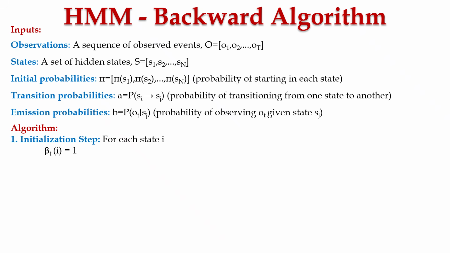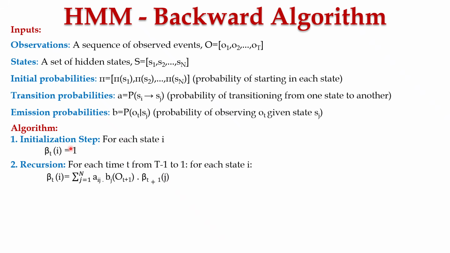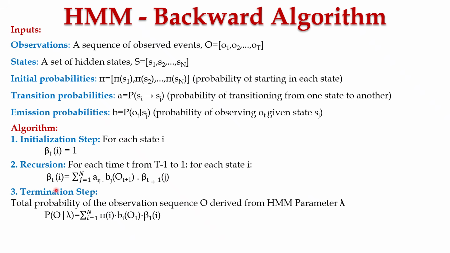The first step in the HMM backward algorithm is the initialization step. Here, for each state i, we need to initialize the backward probability beta t of i equal to 1. The next step is recursion. Here, we need to calculate the backward probability beta t of i from time t minus 1 to 1 for each state i. The formula used is the summation over j equal to 1 to n of aij into bj of Ot plus 1 into the backward probability beta of t plus 1 of j. The third step is the termination step.